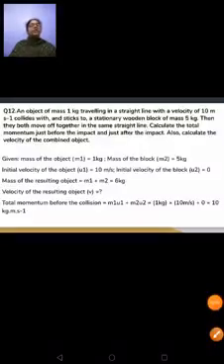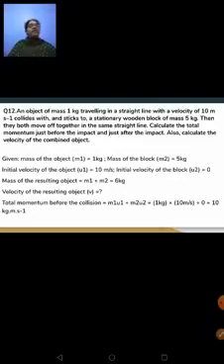Let's look at the next sum now. An object of mass 1 kilogram is traveling in a straight line with a velocity of 10 meter per second, collides with and sticks to a stationary wooden block of mass 5 kilogram. Then they both move off together in the same straight line. Calculate the total momentum just before the impact and just after the impact. Also calculate the velocity of the combined object.